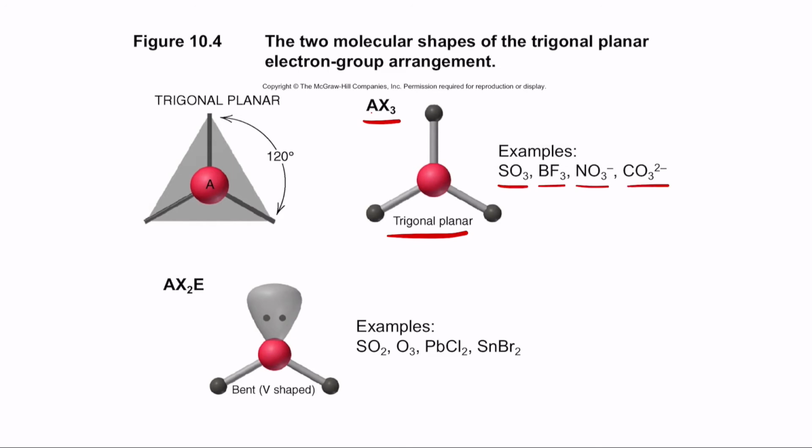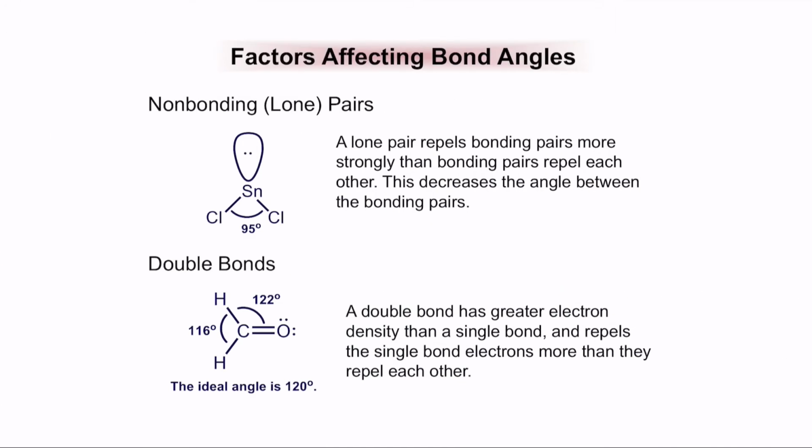This can also be a structure where we get another arrangement called AX2E, where E represents the lone electron pair. So if you have two surrounding atoms and one lone pair, that can also result in the same trigonal planar arrangement, but because of the presence of the lone pair, it rather looks bent, like a V-shaped structure. So when you see this arrangement of one lone pair with two surrounding atoms, we can call that a V-shaped structure.